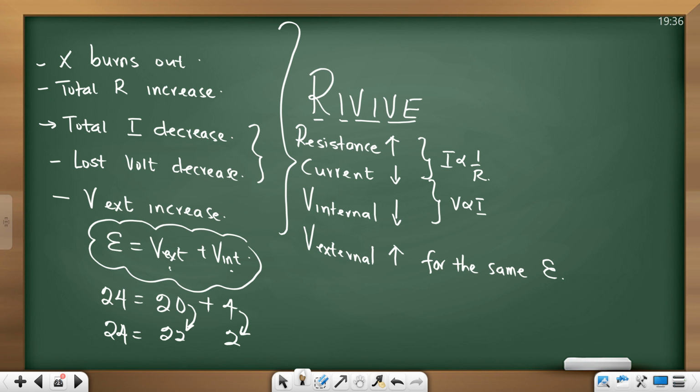And this is your key word, revive. Why am I using this? That's the way I am going to answer my question. What have we said? So the first step is to look at what? Resistance. What happens? Resistance increases. Total current will decrease, because they are inversely proportional. Lost volt will decrease. I am using Ohm's law. If my V lost decreases, what happens to V external? It will increase.